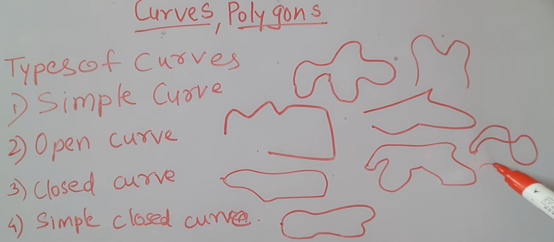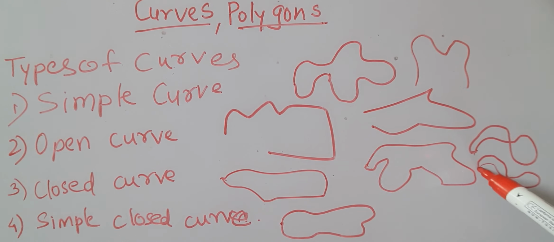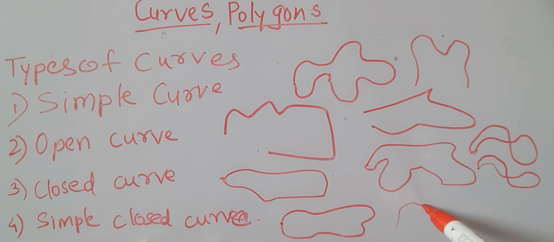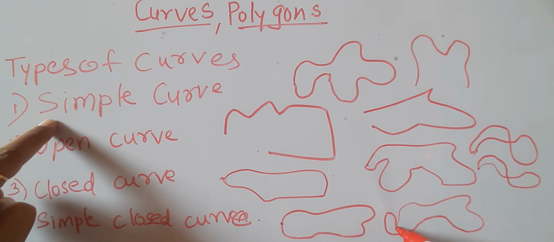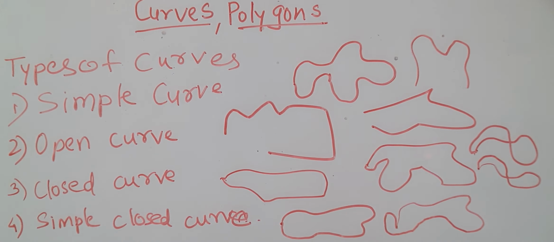If the curve is crossing and it is closed, then it is a closed curve. But if the curve is closed, starting and ending at the same point, and it is also simple, not crossing at any place, then it is known as a simple closed curve. So these are the four types of curves: simple curve, the curve which does not cross itself; open curve, the curve which does not end at the starting point; closed curve, the curve that ends at the starting point; and simple closed curve, the curve that ends at the starting point and does not cross itself.